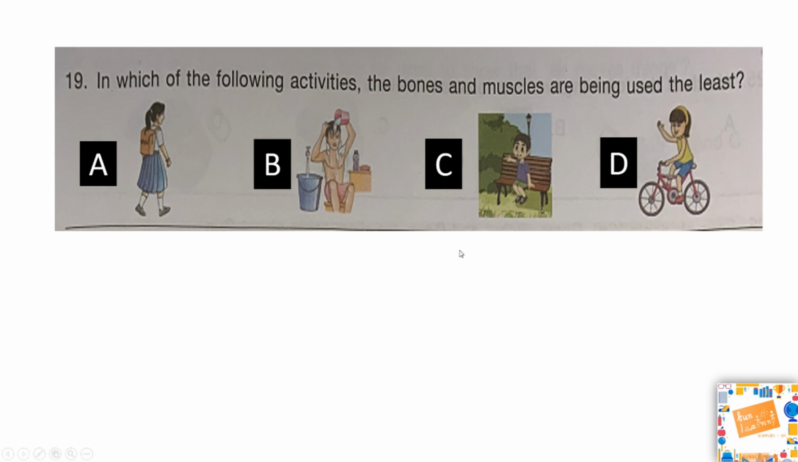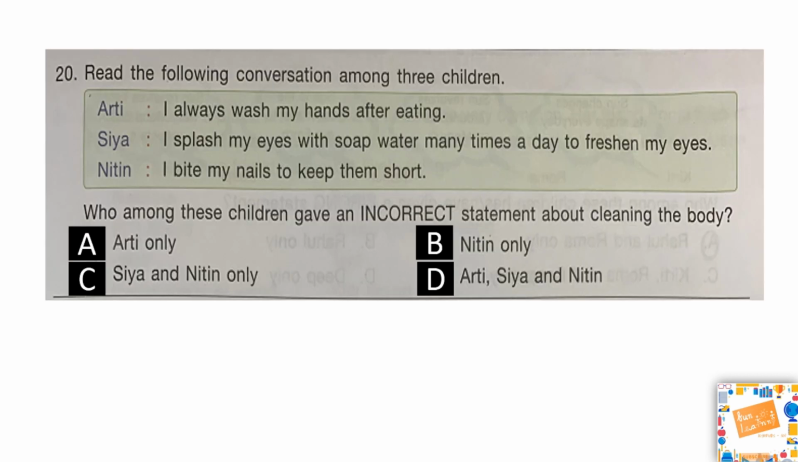Well, yes, this is an easy one. It is option C, sitting, because he's not moving his muscles, bones at all. Let's look at the next question.